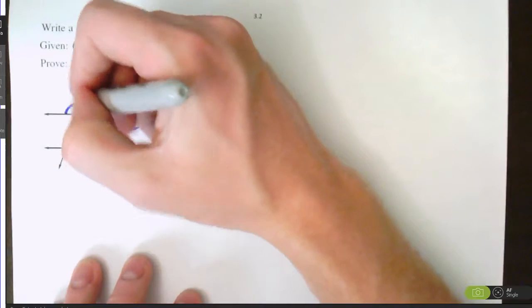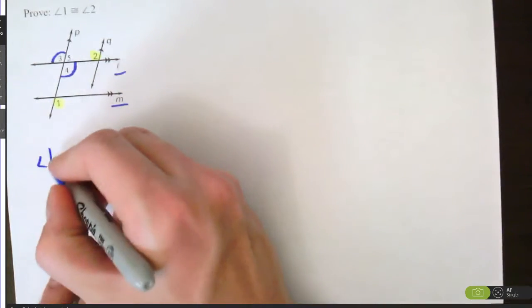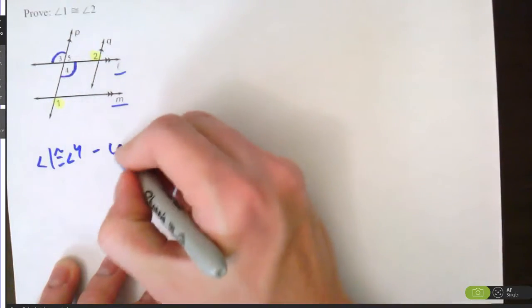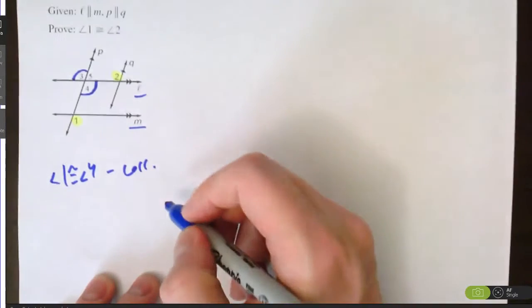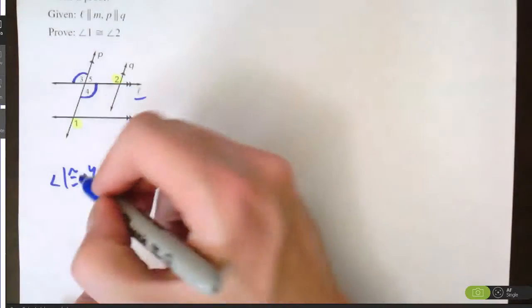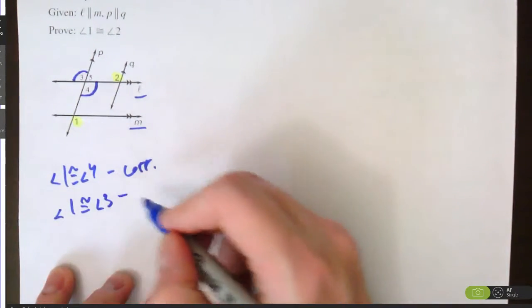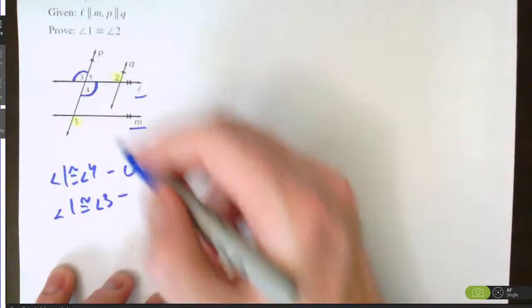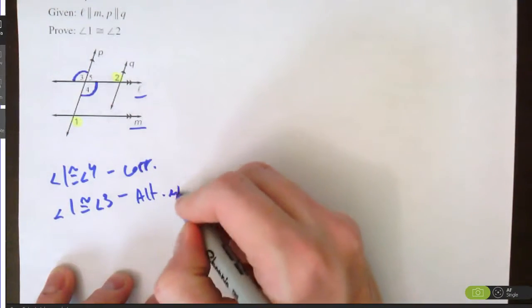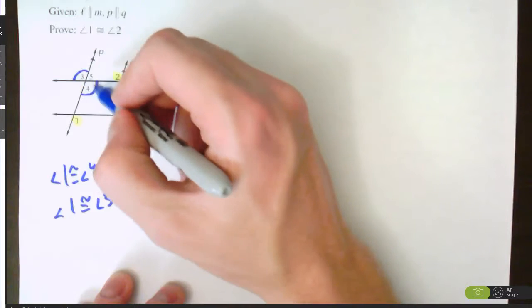Now, I know that 1 and 3 and 4 are congruent because 1 and 4 are a pair of corresponding angles. So off to the side here, I'm going to write angle 1 congruent to angle 4 and just put corresponding. I'm not in the proof yet, but that's CORR for corresponding. I also know angle 1 is congruent to angle 3 because they're alternate exterior angles. So I can get that 1 is congruent to 3 or 4.